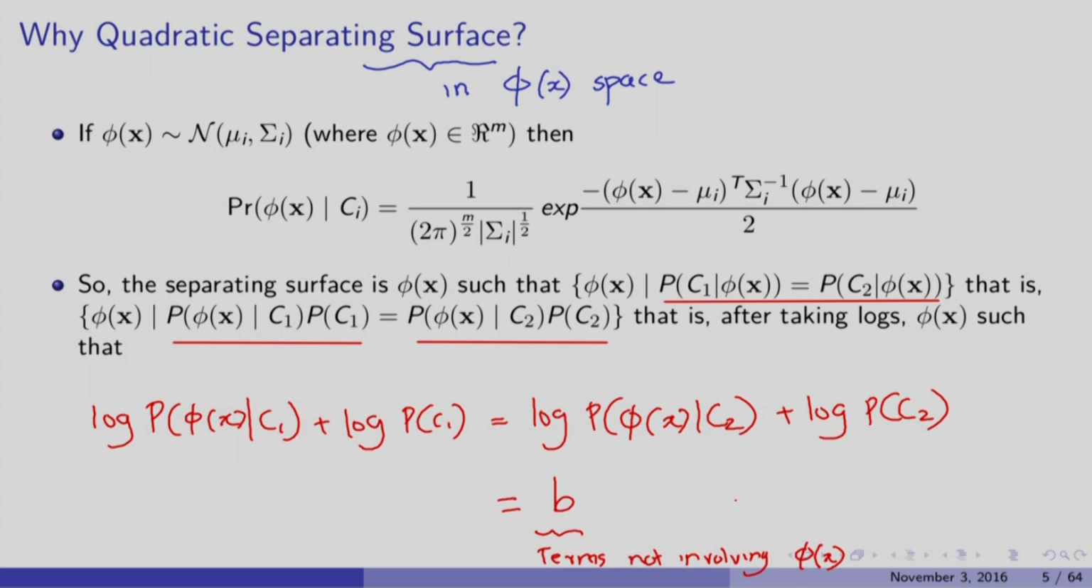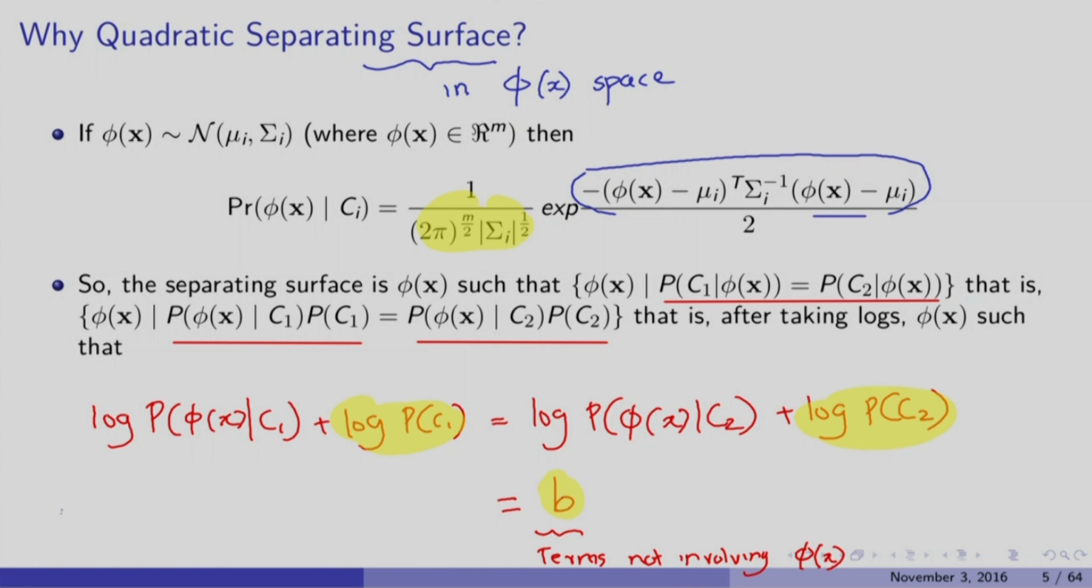Almost all the terms not involving phi x. So the terms that we can readily identify are log of probability of C1 and C2. In addition, we will have the log of these terms which are independent of phi x. What remain include the log of the exp, so this will mean just the exponent, or these terms.